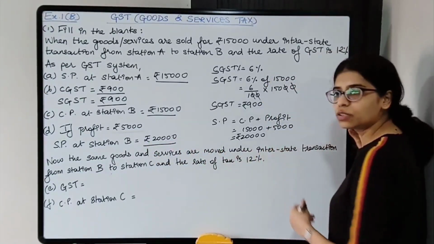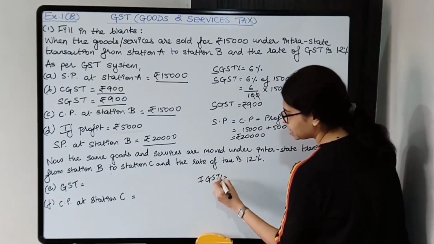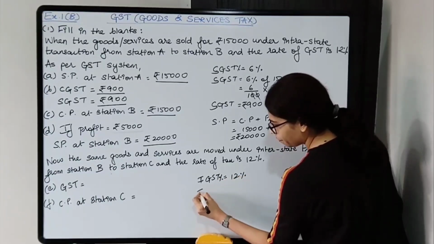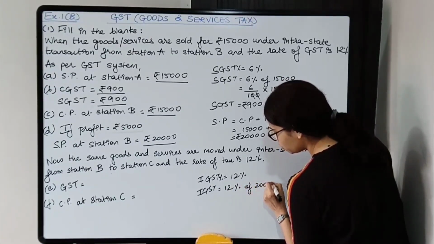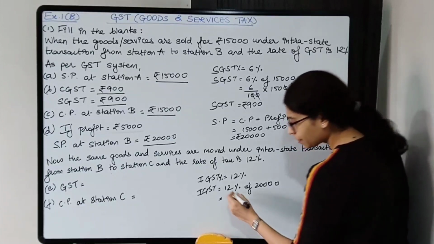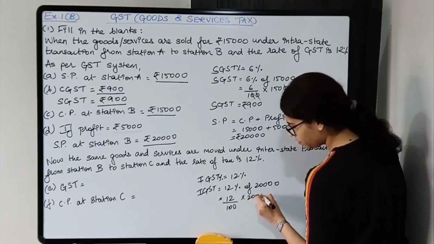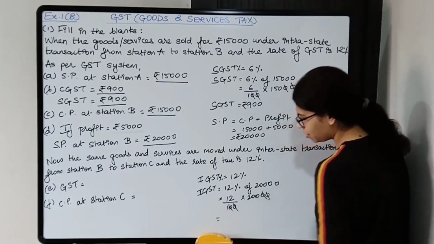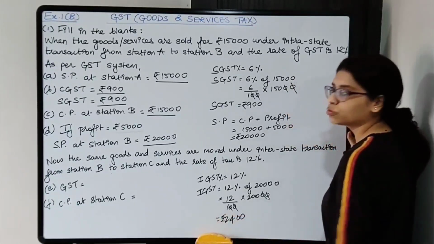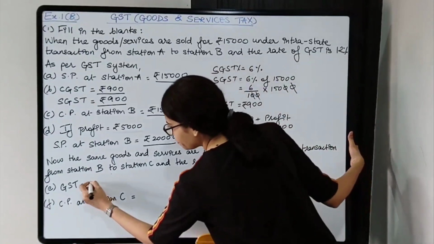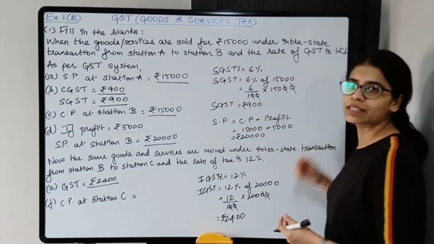So again show the working. In the working you can show IGST percentage is 12%, and IGST will be 12% of 20,000 rupees. 12% means 12 upon 100, and of means into. This will get cancelled. So 12 twos are 24, and there are 2 more zeros. So 2,400 rupees is IGST. Don't forget the rupee symbol.